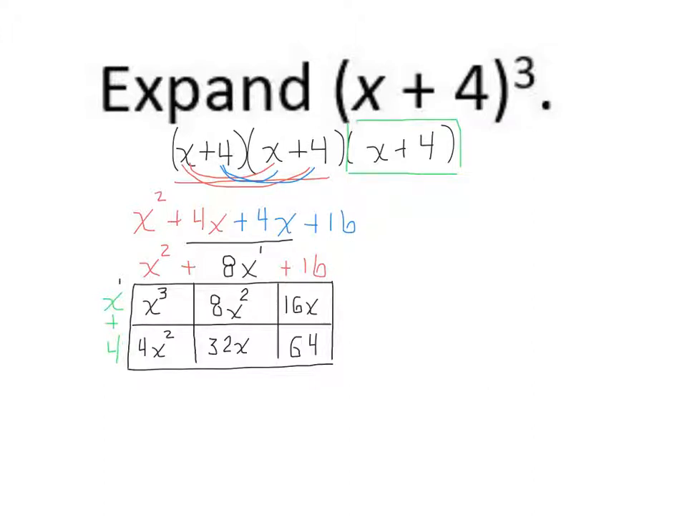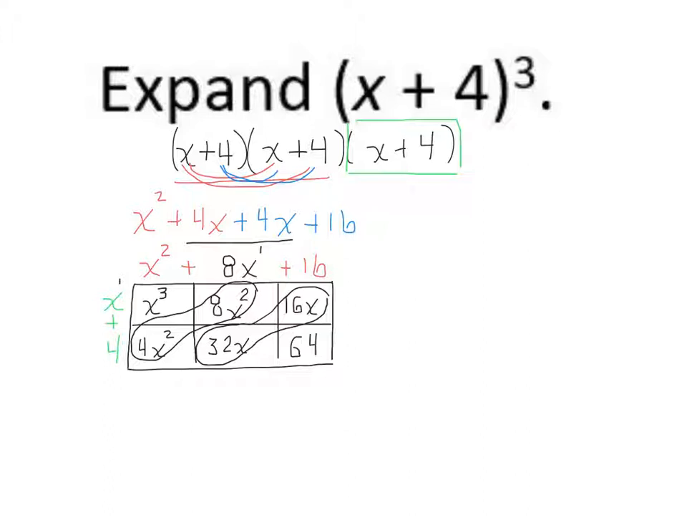So now when I look, I've got 6 pieces. I've distributed everything in the x squared plus 8x plus 16 to everything in the x and the 4. So now I look for like terms. Well, these are like terms. They'll be able to be put together because they both have an x to the first power. And these are like terms. They'll be able to be put together because they both have an x squared.